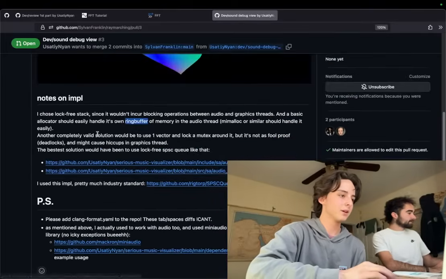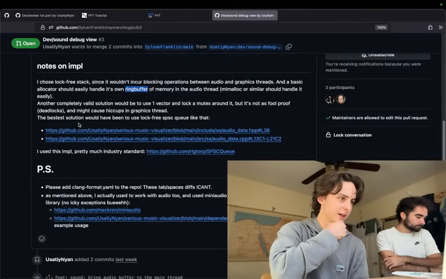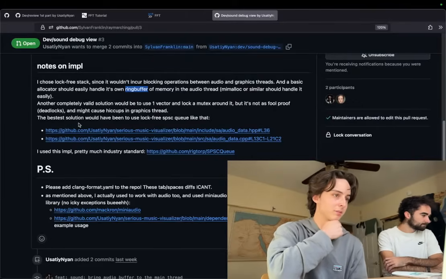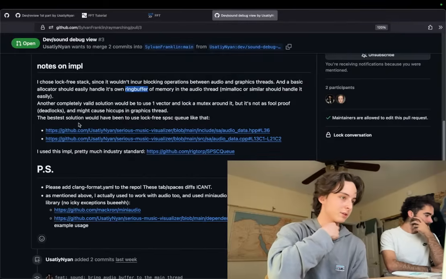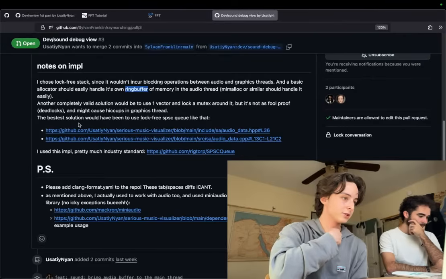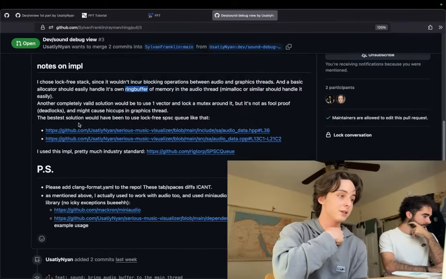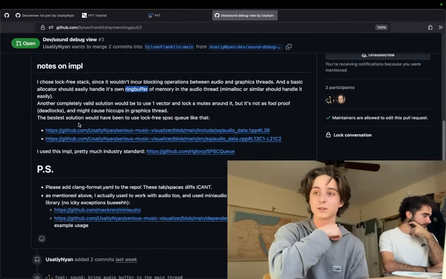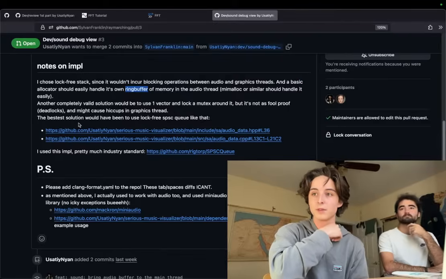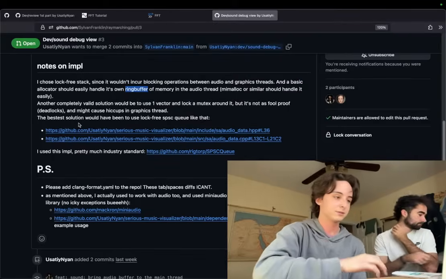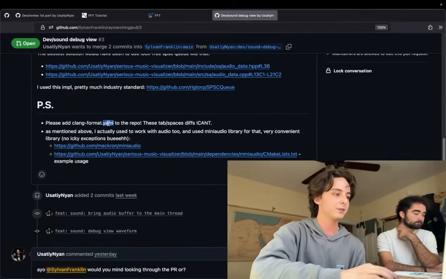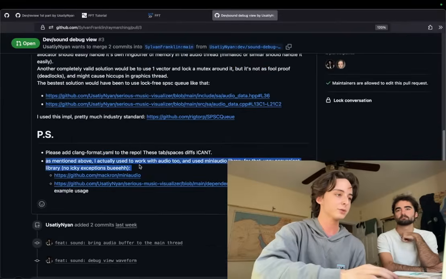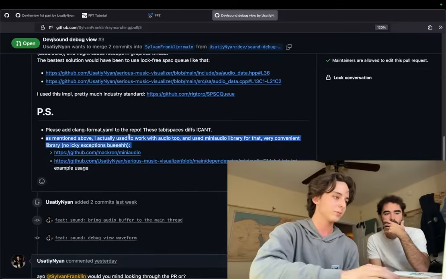I should get this up on my screen, because I do not know. Another completely valid solution would be to use one vector and lock a mutex around it. But it's not good as it's not foolproof, it can deadlock and might cause hiccups in the graphics thread. The best solution would have been to use a lock-free SPSC queue like that. Damn, this guy is cracked at low-level stuff. That is insane. I'll have to read over this more carefully later. I vaguely understand some of those terms, like locking and mutex, but not that well.